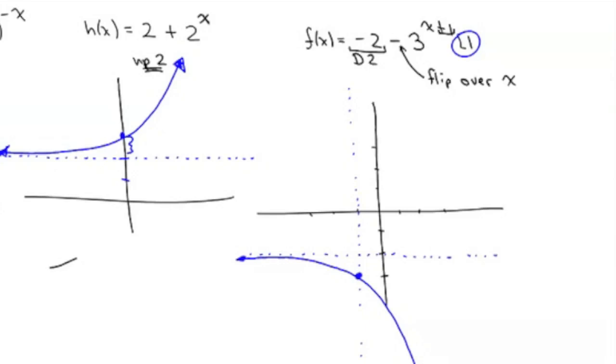But the domain of each and every one of these is all real numbers. Is it always going to be all real numbers for exponential functions? Yes. The ranges get messed up, but the domains are perfectly fine.